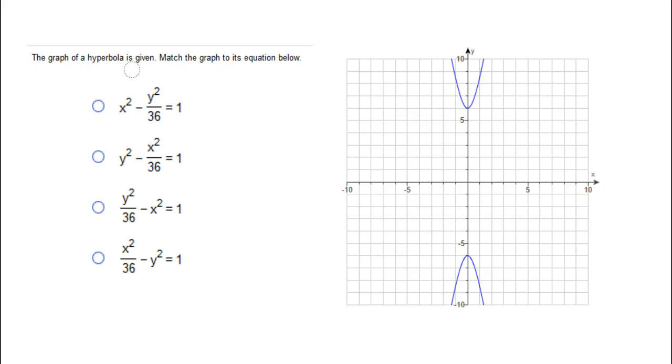The graph of the hyperbola is given. Match the graph to its equation below. So we have this picture of a hyperbola, and we want to match it to one of these equations. Before we do that, let's take a look at some of the features of a hyperbola.